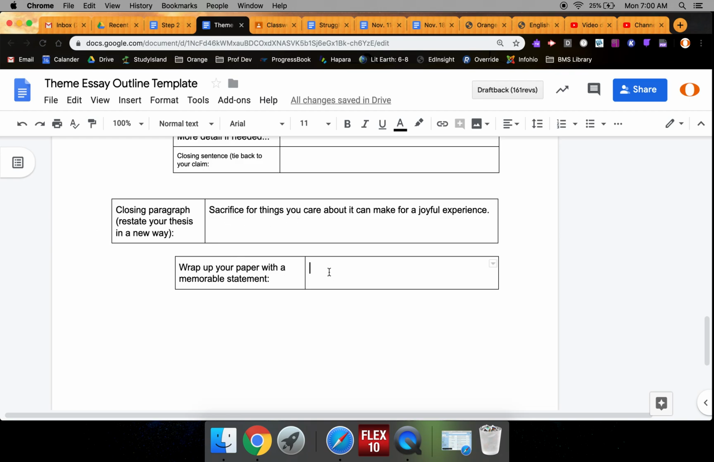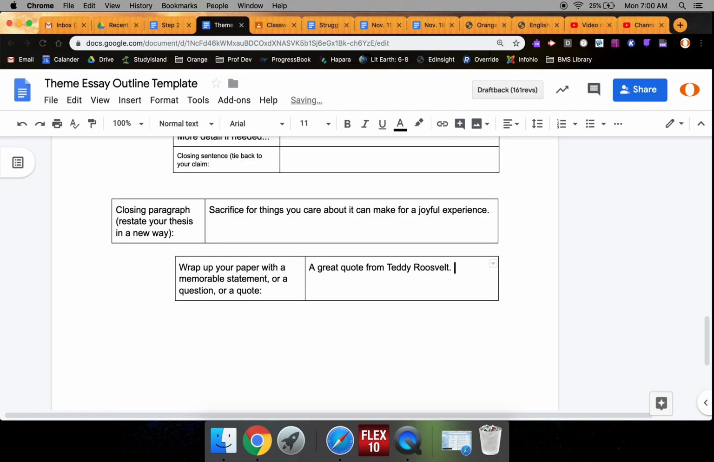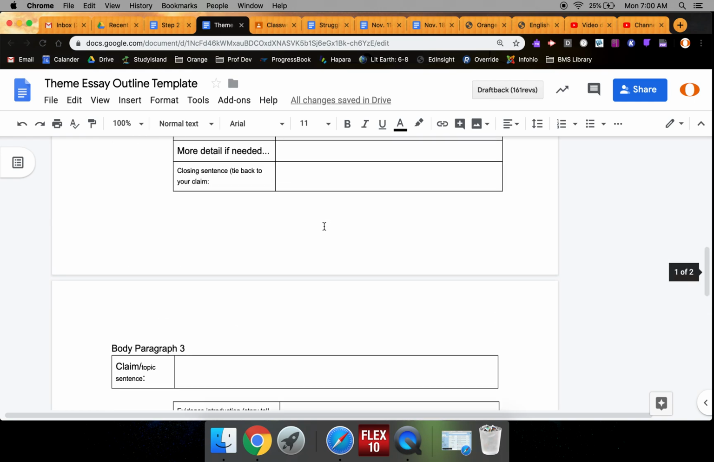And then here I want to think about how I'm going to close my paper, sometimes a question or a quote. So I want to think about, well, how do I want to end my paper? Maybe I don't know yet, but I'm going to go ahead and do some thinking about it. I just thought of a great quote from Teddy Roosevelt that I know about. So I'm going to have to look that up, and I'll be using that. But once I've filled out this outline, I've got the premise for my writing.